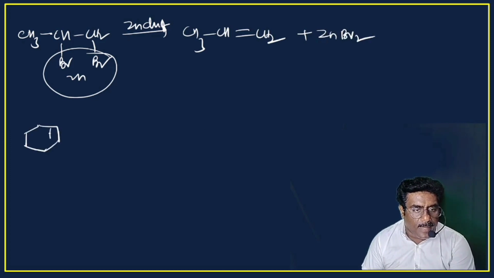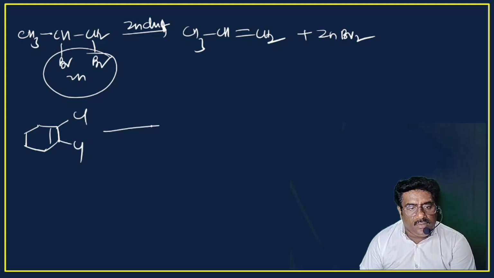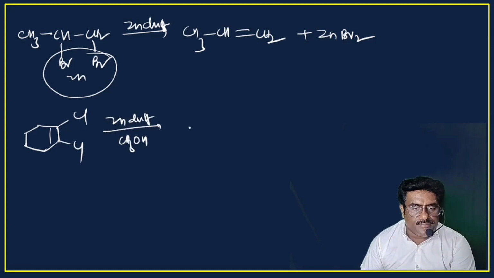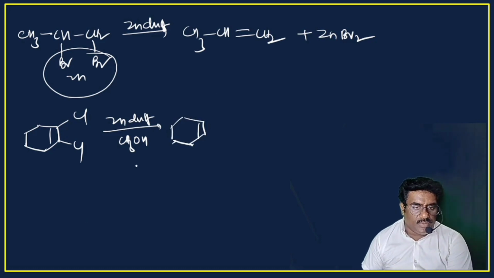Have a look at the next example. It is also zinc dust with methanol. What is the product? Cyclohexene. Same as before, it is a vicinal halide. Next is the gem dihalide.